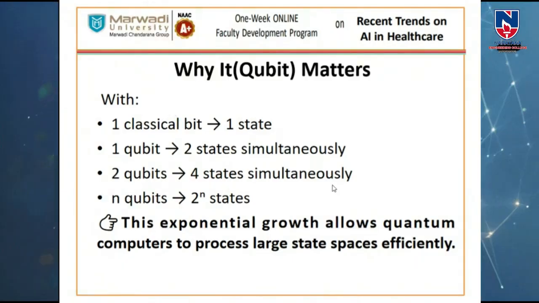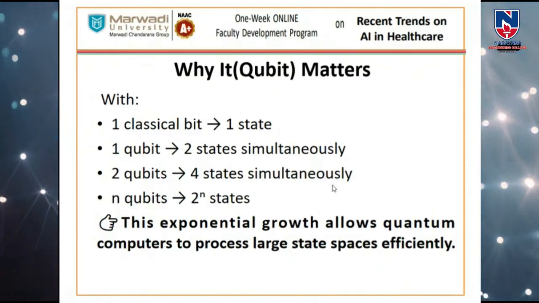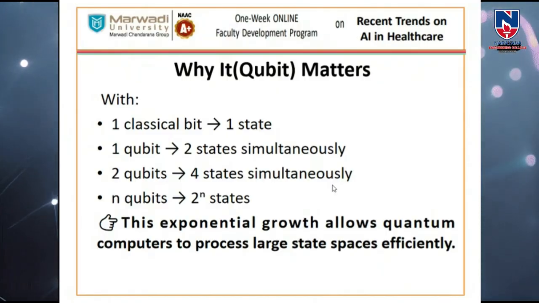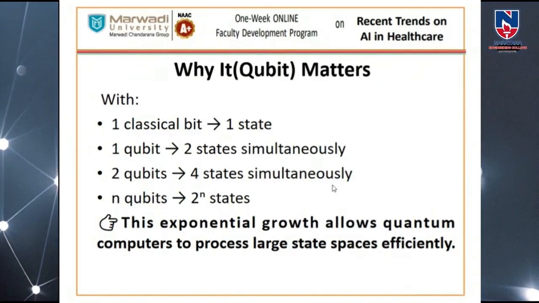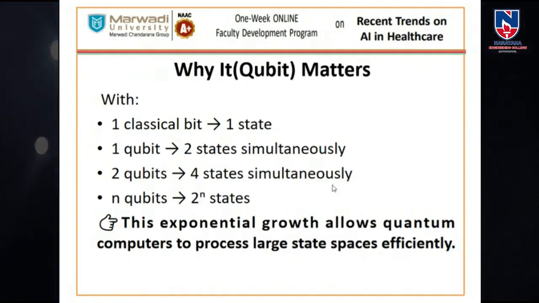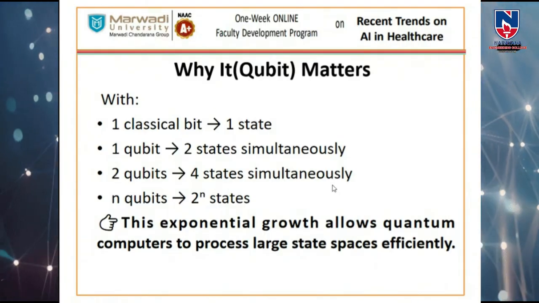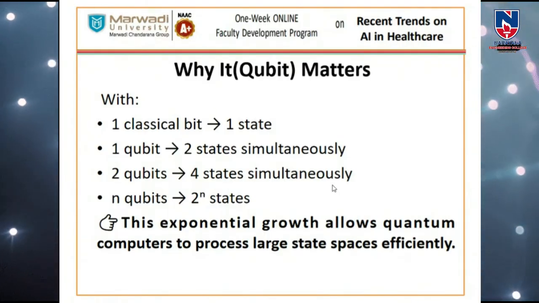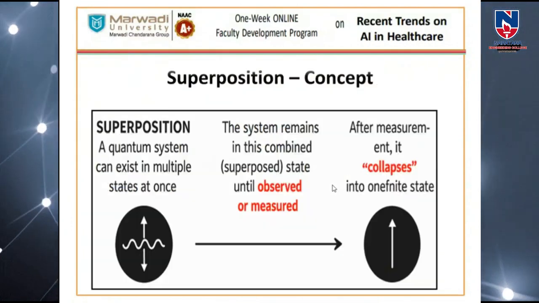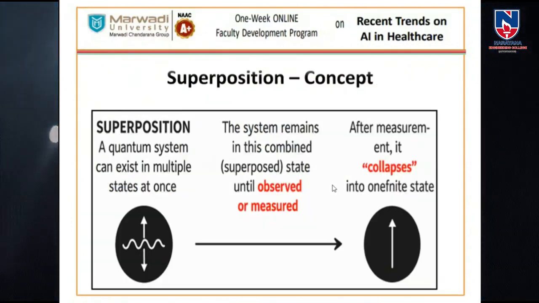Mathematically, this exponential growth allows quantum computers to process large state spaces efficiently. Then automatically, the processing speed goes up enormously, in exponential growth, compared to conventional computers. That is the beauty of quantum computing. Let us see, as I mentioned, the qubit concept is based on the superposition principle.